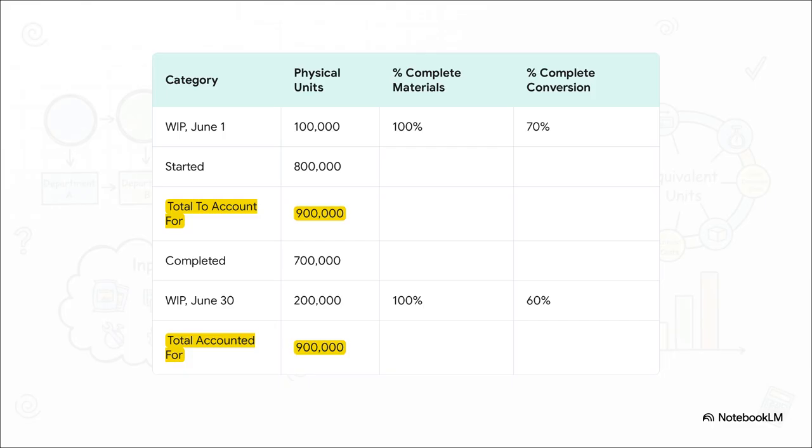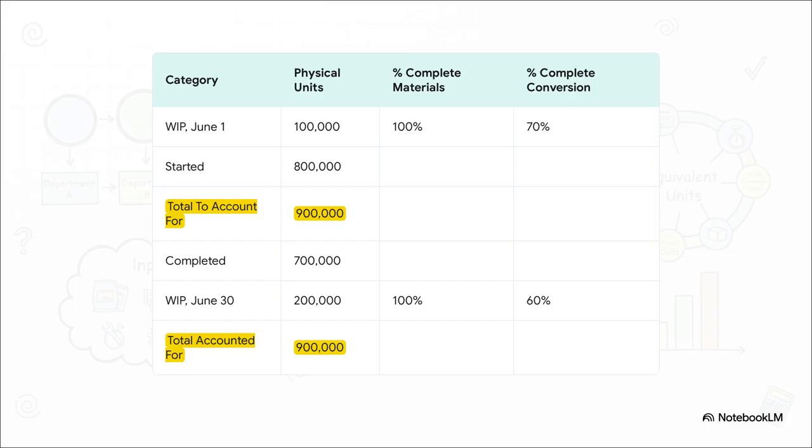Theory is great, but let's put this into practice with a case study. We'll be looking at the mixing department of the Williams Waffle Company for the month of June. Let's walk through this data. They started the month with 100,000 units already in process. Then they started another 800,000. So in total, they have to account for 900,000 physical units. By the end of June, 700,000 were finished and transferred out, leaving 200,000 still in the mixing process.